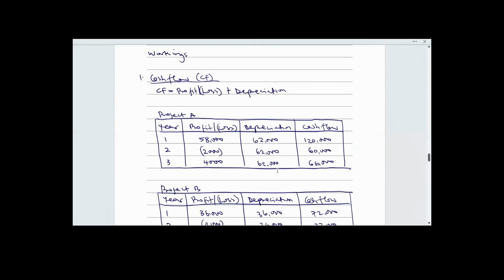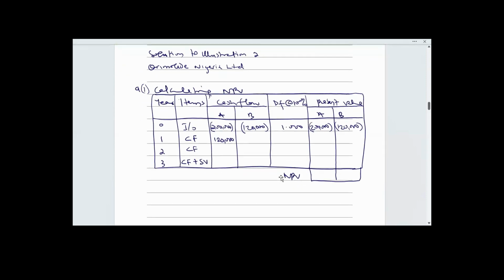Let me confirm. Please, I need you guys to be giving me numbers 60, then 66, so that I don't need to be flipping between pages. 60, 66. So here is 60,000 for year 2. The cash inflow for project A in year 3 is 66. Scrap value is 14,000 naira. So 66 plus 14,000 will give us 80,000 naira. So here will be 80,000. I'm merging cash flow plus scrap value.